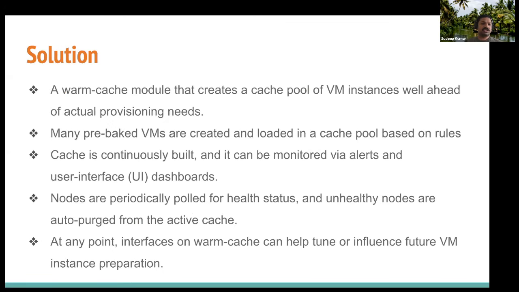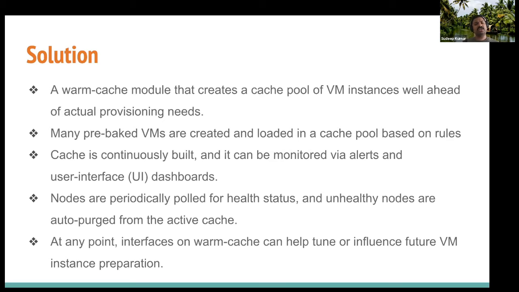So what is the solution that we came up with? We created a warm cache module, which creates a pool of VM instances well ahead of the actual provisioning needs. This module is rule based, and based on the capacity that gets added to the infrastructure, we create different rules, and based on that, it creates the instances over a period of time. The advantage of having these pre-baked VM instances is that they're already ready to go, so it allows us to quickly provision.